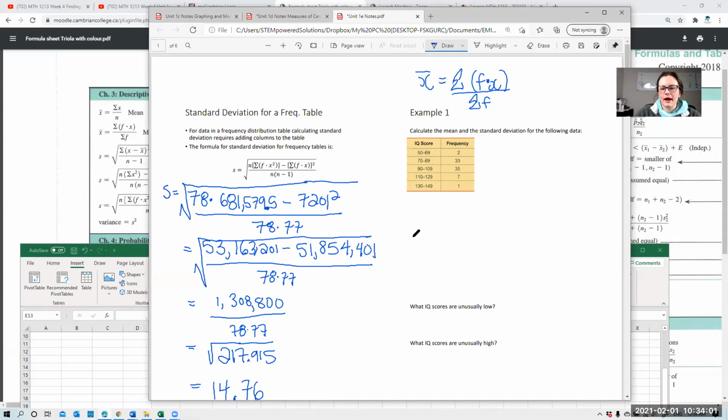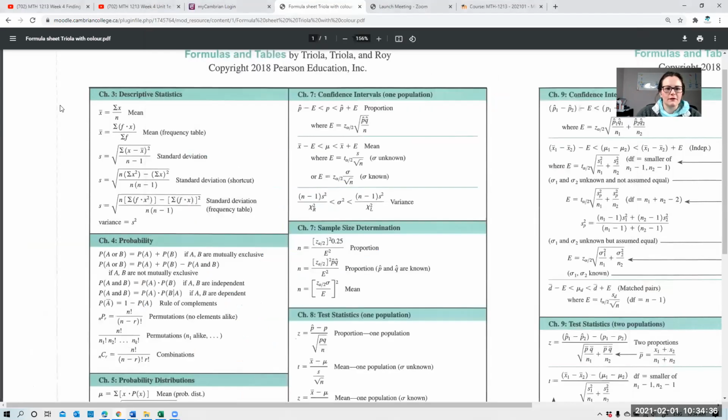Okay, so now I'm going to ask what values are statistically high and what values are statistically low. In order to determine that, we need to know the mean plus 2 standard deviations, and the mean minus 2 standard deviations, to determine what IQ scores are unusually high and unusually low. So this is the formula for the mean of a frequency distribution table. I just got it from this formula sheet right here.